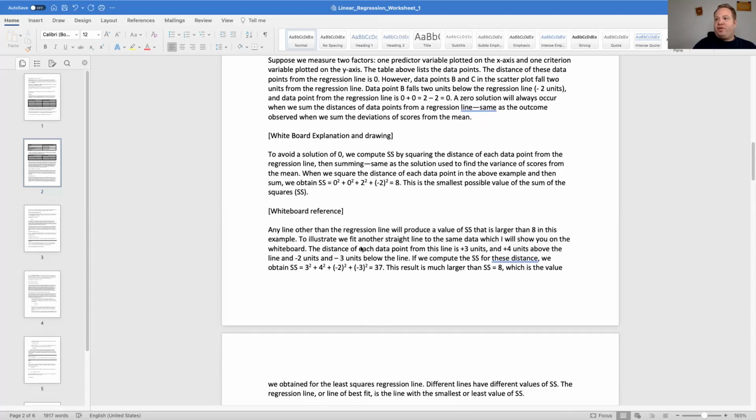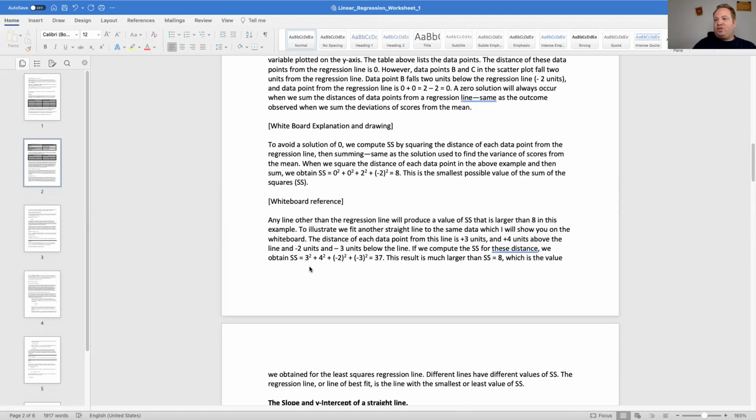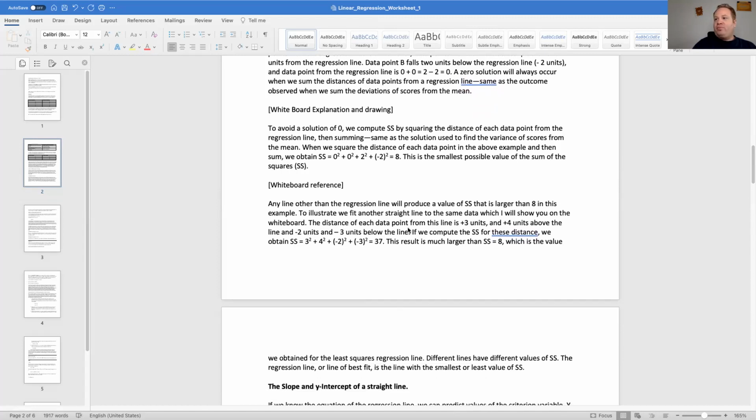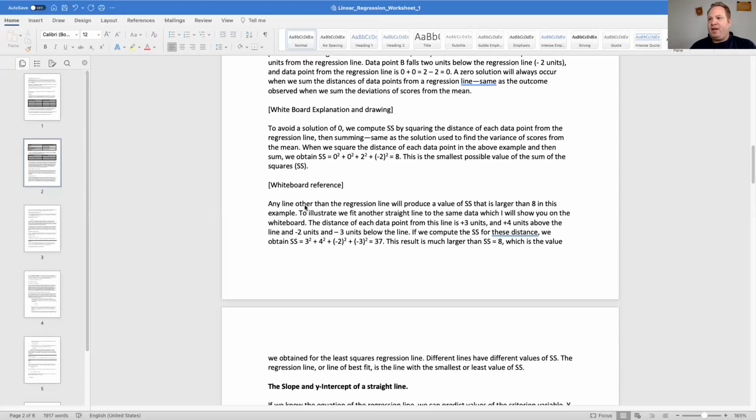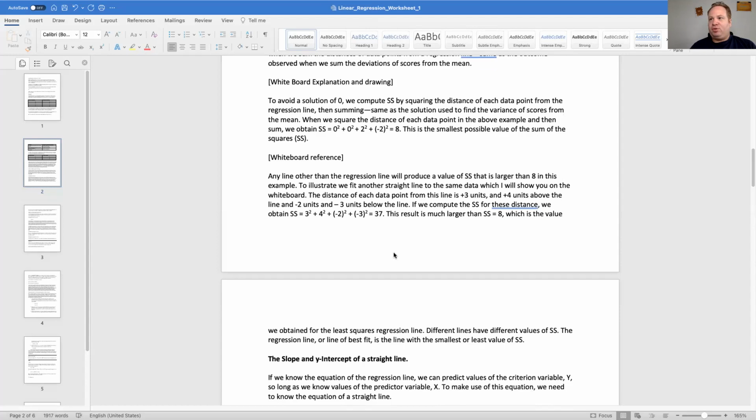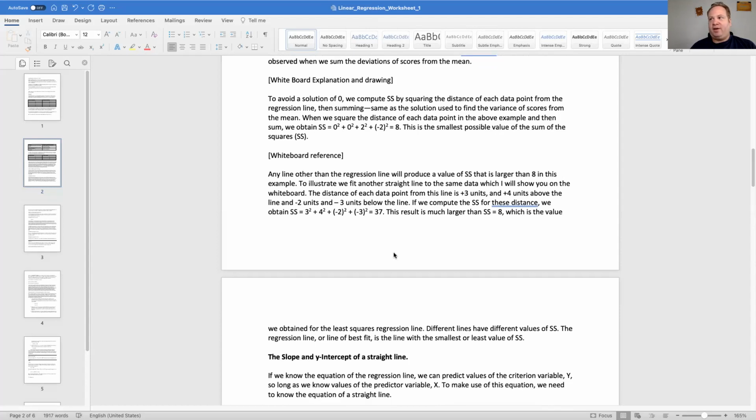To illustrate, if we fit another straight line to the same data, and I'll show you this on the whiteboard, the distance of each data point from this line is plus 3 units. All right, let's talk about that. So any line other than the regression line will produce a value of the sum of the squares that is larger than 8 in this example. To illustrate, we fit another straight line to the same data, and you'll see the distance from each data point is plus 3 units, plus 4 above the line, negative 2 units, negative 3 units below the line.